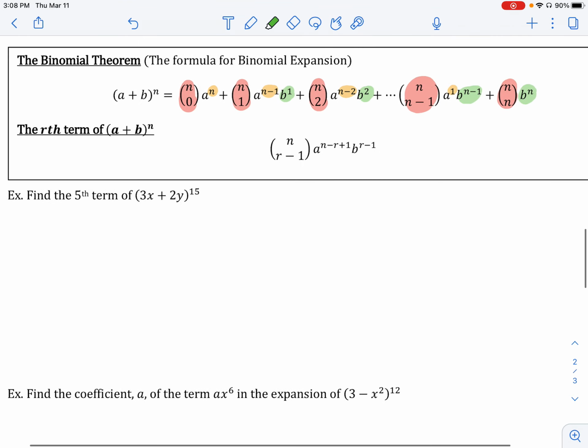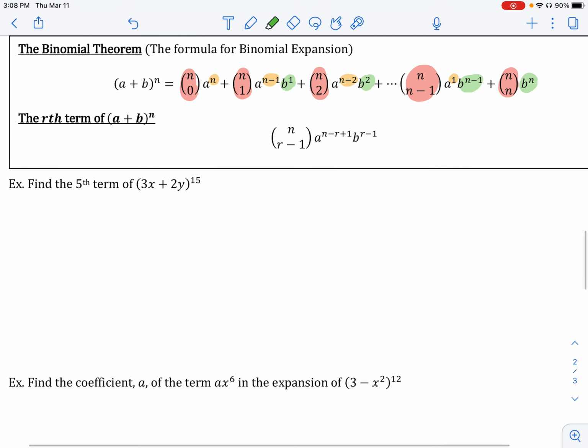Now, I want to close this lesson by actually talking about what we say the rth term of (A + B)^n is. Now, r simply refers to the term number you want to find. So I'm going to explain this concept as I go through this problem below.